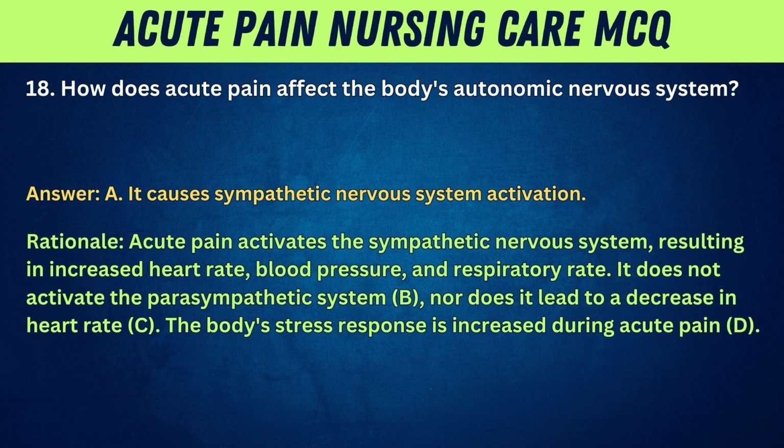Rationale. Acute pain activates the sympathetic nervous system, resulting in increased heart rate, blood pressure, and respiratory rate. It does not activate the parasympathetic system, B, nor does it lead to a decrease in heart rate, C. The body's stress response is increased during acute pain, D.